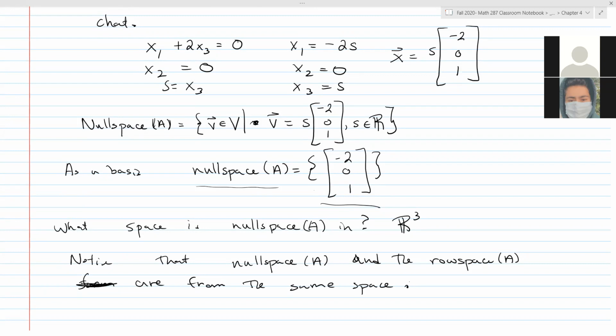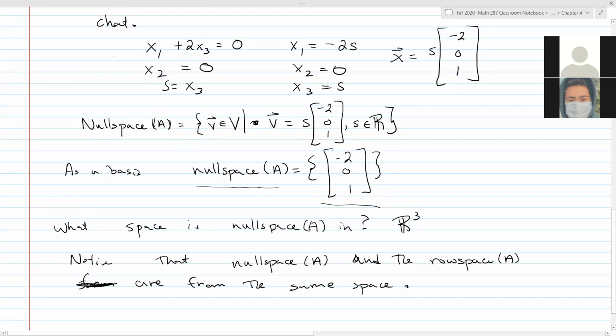The row space, and we're going to see this inside of the next chapter, is going to end up defining a chunk of what we call our domain, if we think about the matrix as a function, and the other chunk of the domain is going to be made up of the null space. But we want to just notice that the null space of A and the row space of A are from the same space.